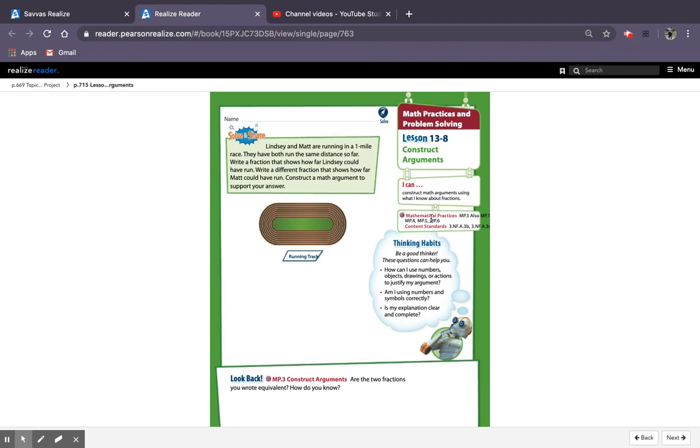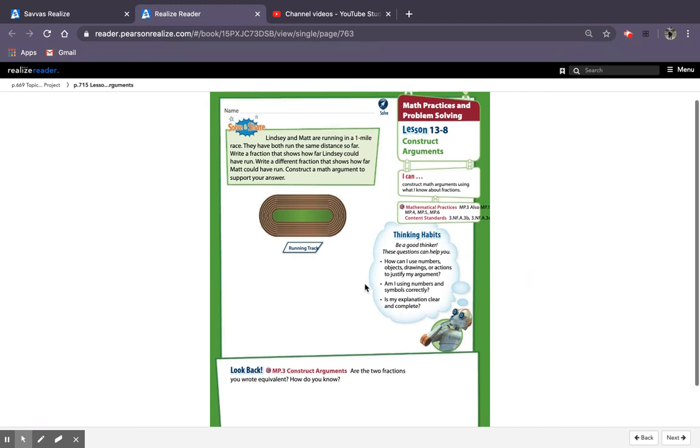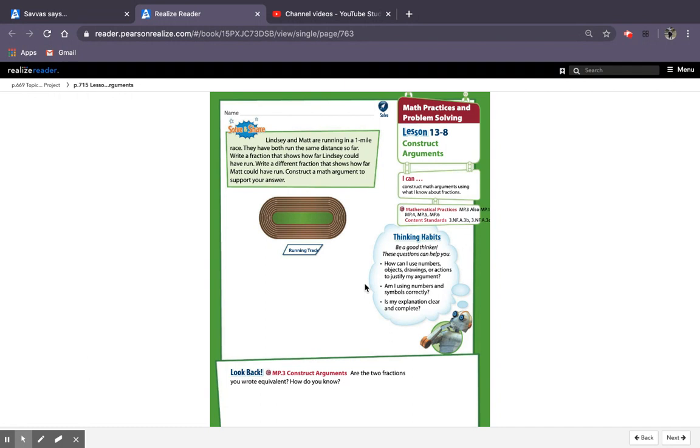So our I can statement is I can construct math arguments using what I know about fractions. So using our previous knowledge about fractions, we're going to construct arguments, like give good reasoning why we think it's the answer, based off what we already know.